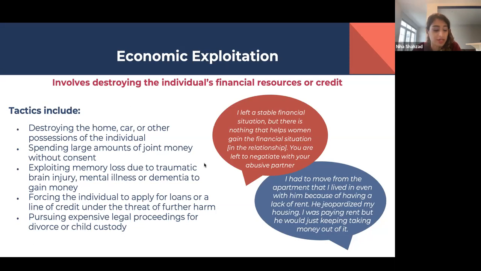And so again, we heard from some of our survivors and victims on the right-hand side. "I left a stable financial situation, but there's nothing that helps the woman gain the financial situation in the relationship. You're left to negotiate with your abusive partner." "I had to move from an apartment that I lived in, even with him, because having a lack of rent, he jeopardized my housing. I was paying rent, but he would just keep taking the money out of my account."